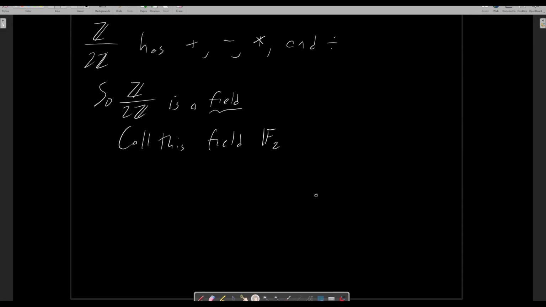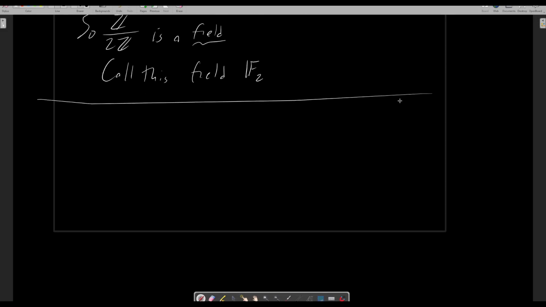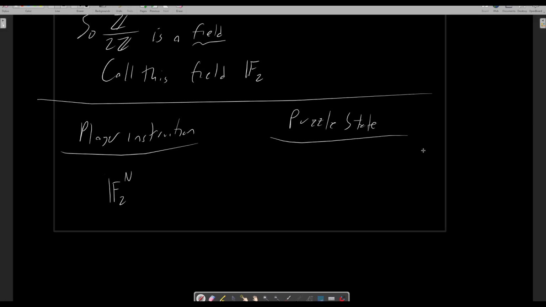With this in mind, we can view our instructions to the player not as a tuple of zeros and ones, but as an n-dimensional vector, where n is the total number of lights in the puzzle. And similarly, we can view the collection of lights that are currently powered on as an n-dimensional vector. Both of our sets now have the shape of the vector space F2 to the n. We have two vector spaces. They look identical, but we're treating them as distinct since they have distinct semantic meaning to our problem space.